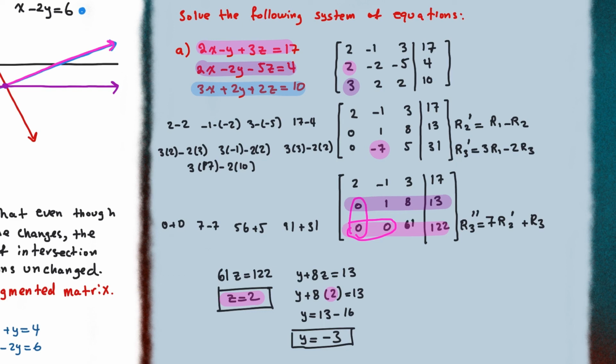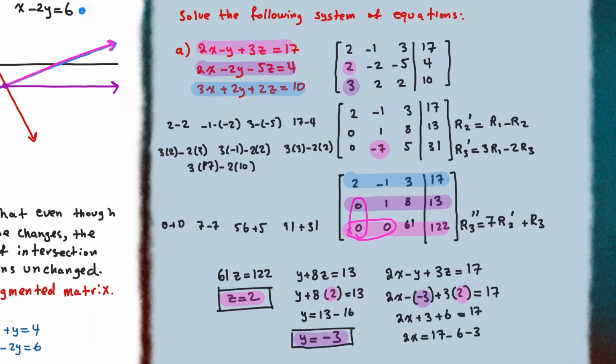Finally, we're going to use the first row, so we're going to have 2 times x minus 1 times y plus 3 times z is equal to 17. So that's 2 times x minus the y value, which is negative 3, plus 3 times the z value, which is 2, and that's equal to 17. That gives us 2x plus 3 plus 6 is equal to 17, and we rearrange for x to get x is equal to 4. And those are our x, y, and z values.